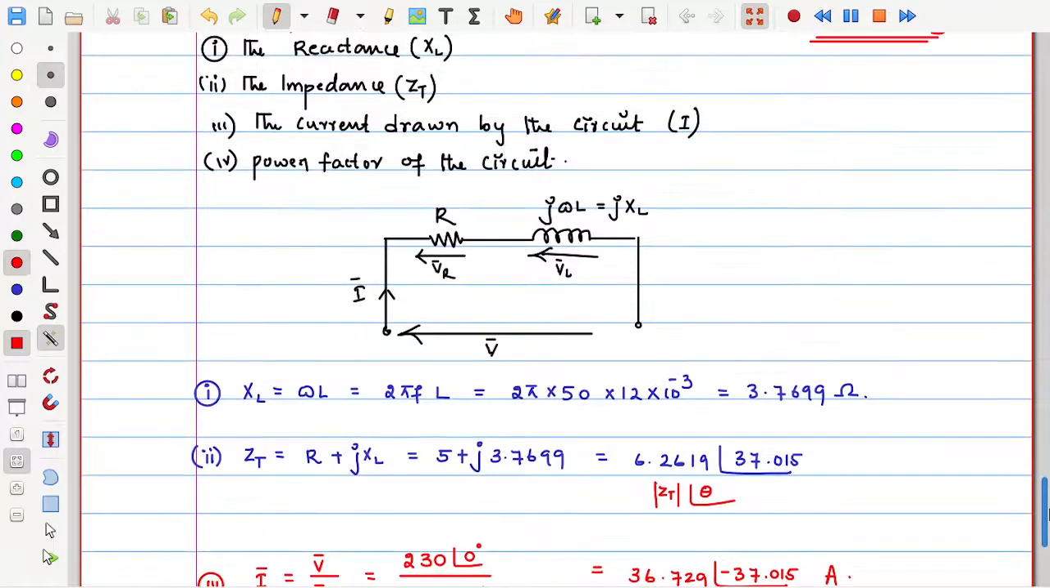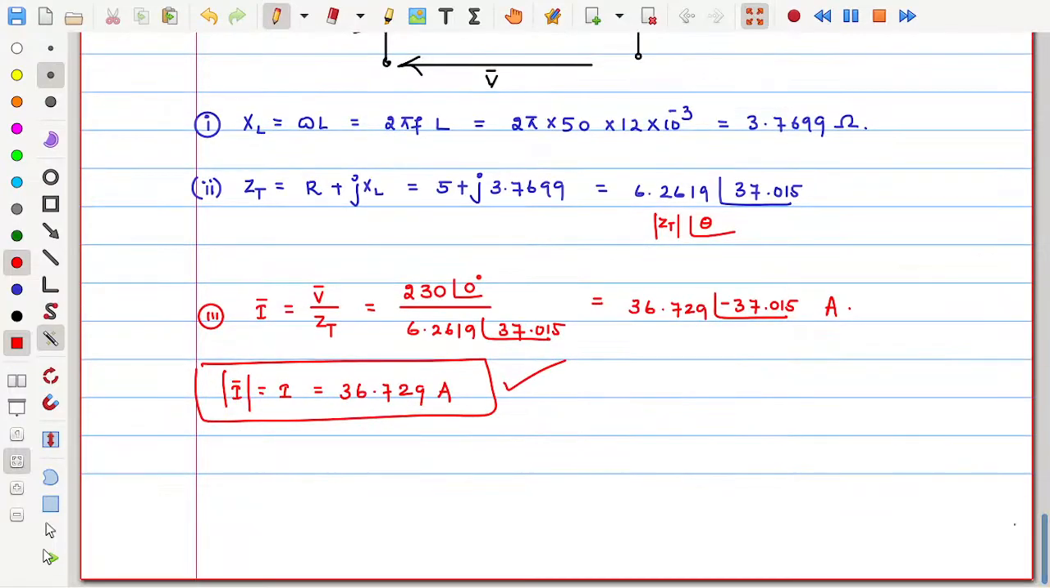What else is required? The power factor of the circuit. So tell me, what is the power factor of the circuit? Directly you can write: power factor, which we usually represent as P.F., is equal to cos theta, which can also be written as cos of the angle of the voltage minus the angle of the current. Either way you can do that. Here theta is the impedance angle, so directly you get cos of 37.015. Check how much this value is.